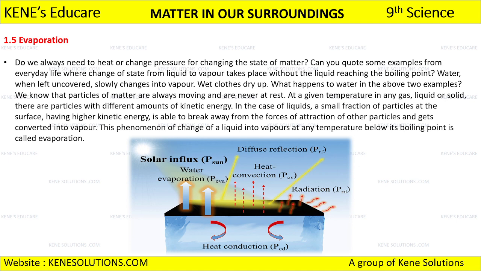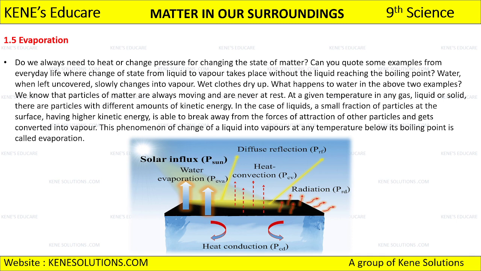So in case of a liquid, a small fraction of particles at the surface are going to have higher kinetic energy. Because the kinetic energy is higher, it becomes easier to break away from the force of attraction of other particles and get converted into vapor. Why is it happening? Because the kinetic energy is high, it can break away the force of attraction, and if the forces of attraction are broken, the particles will get converted to vapor.